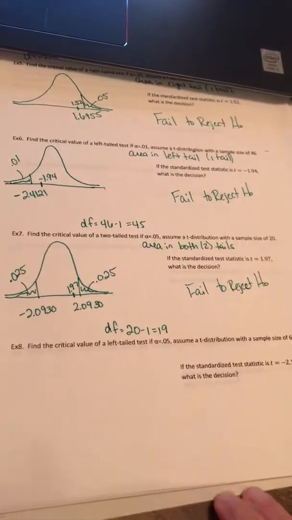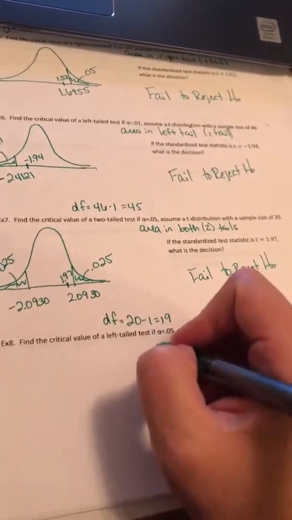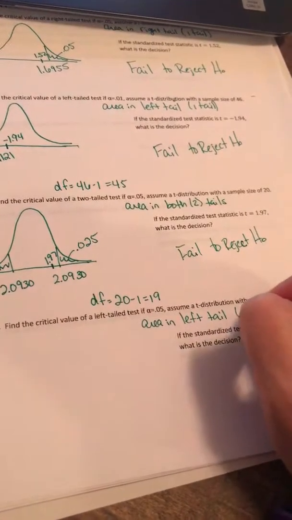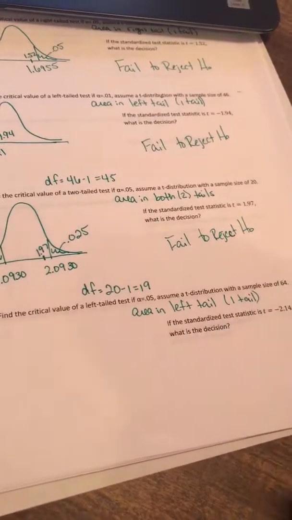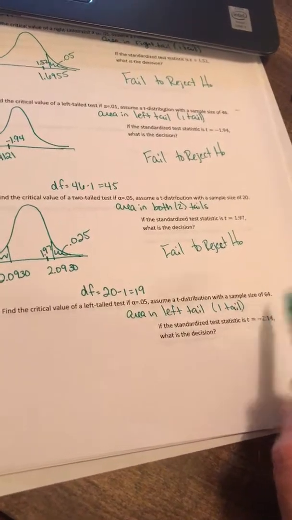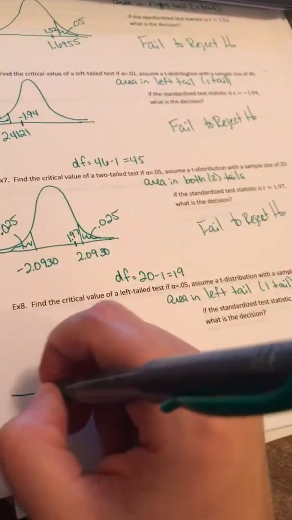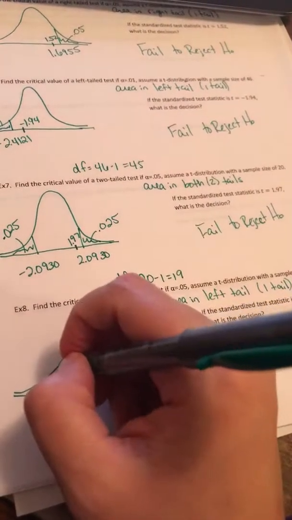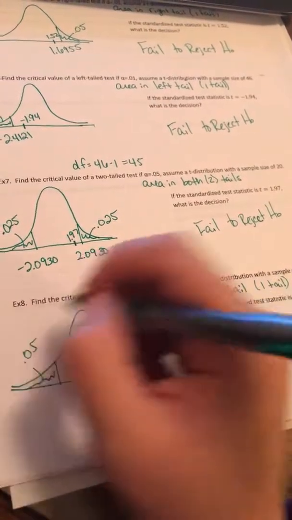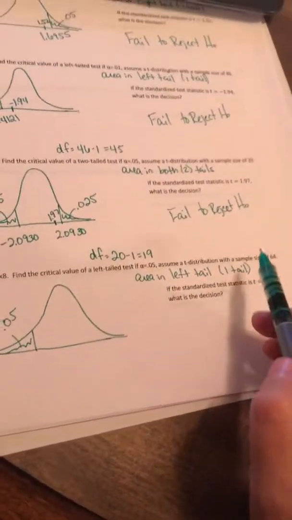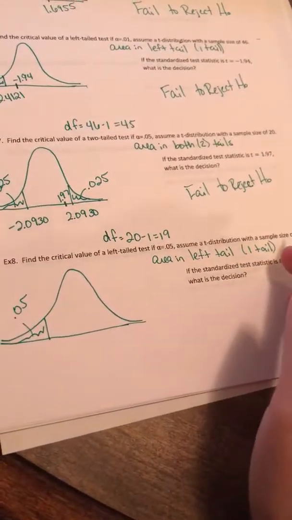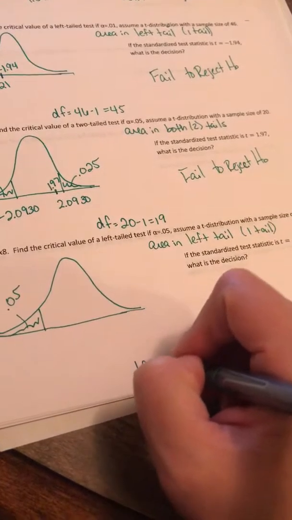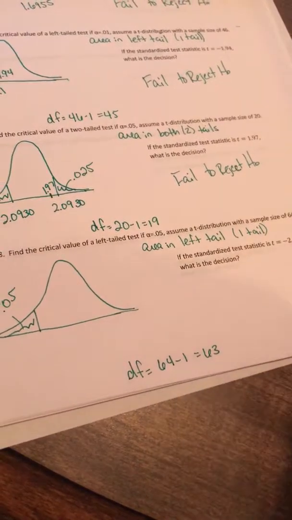The last one here, find the critical value of a left-tailed test if alpha is 0.05, so that's the area in the left tail. It's 1 tail. T-distribution with the sample size of 64. So there's alpha in the left tail, 0.05. Sample size of 64 means our degrees of freedom is 63.